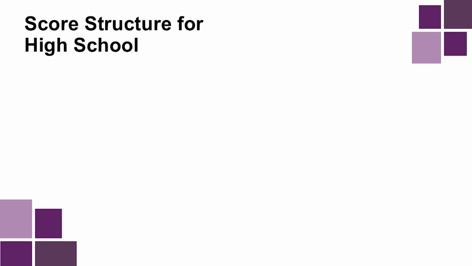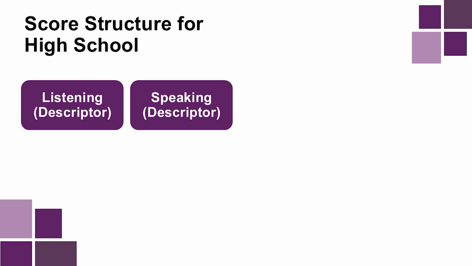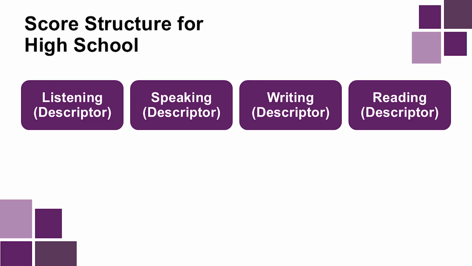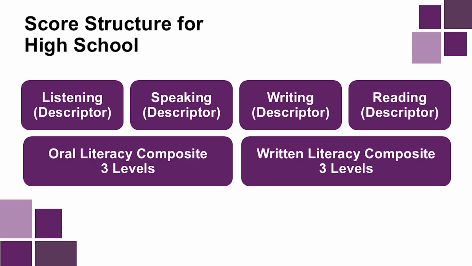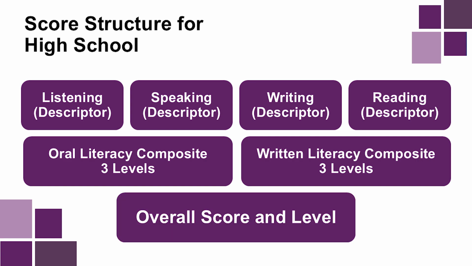In high school, the scores are structured as follows. At the domain level, listening, speaking, reading, and writing, students receive a performance descriptor that is either beginning, progressing, or well-developed. The domains are aggregated into composite levels, which are level 1, level 2, and level 3. The composites are aggregated into an overall score. The score falls into one of 3 levels: limited degree, moderate degree, and high degree.